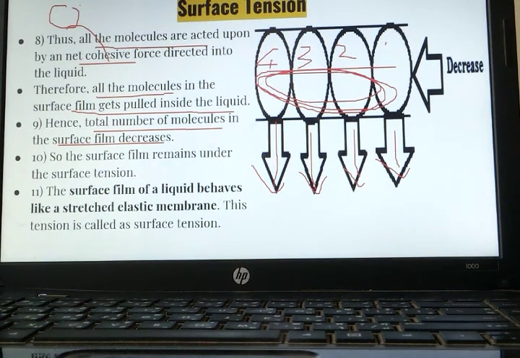But the surface layer will try to minimize this area.